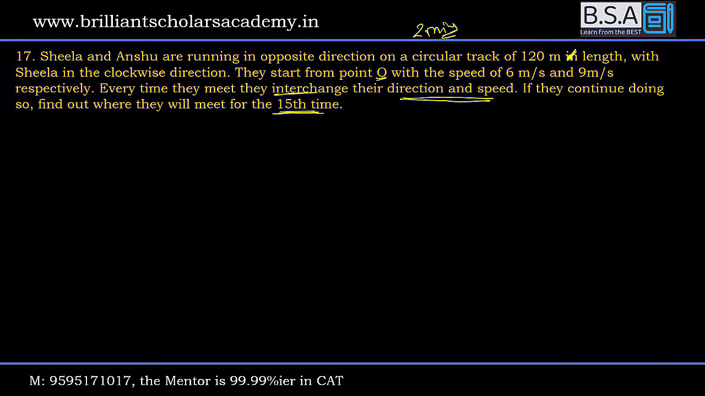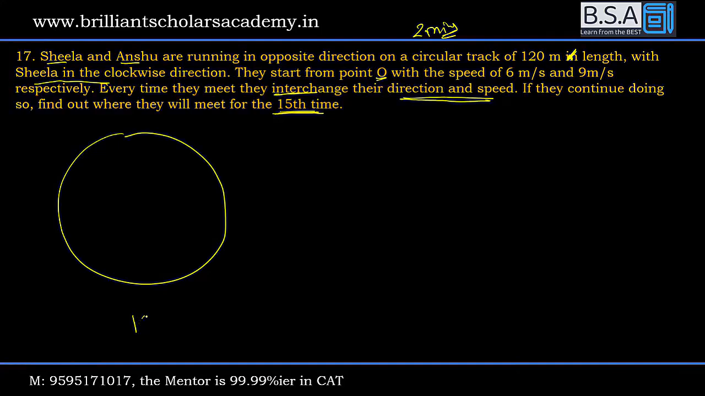So here you need to understand, their names are what? Sheila and Anshu. Sheila is going in the clockwise direction. Imagine this is the circle. The circle has a track length of 120 meters.